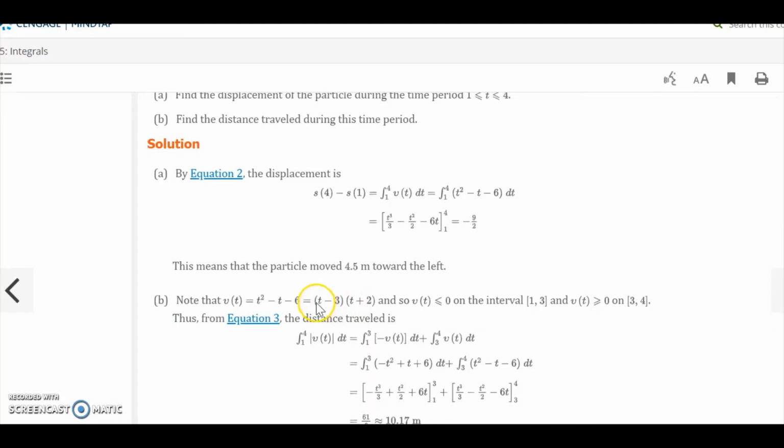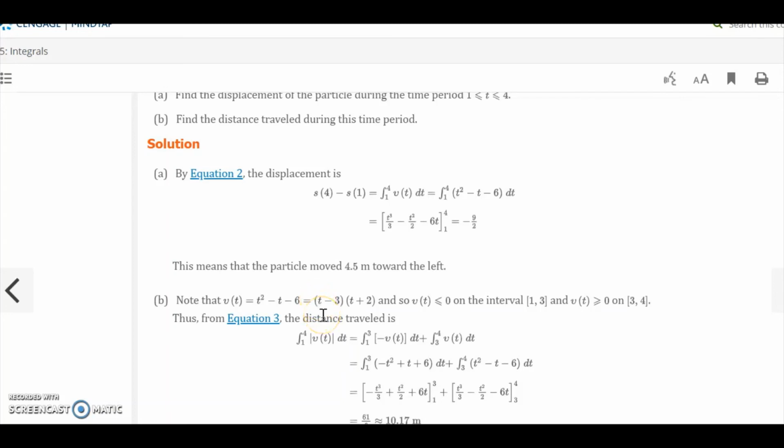So then we're checking values between 1 and 4 to see where it's positive and where it's negative. So if we test values between 1 and 3, because that's our first critical point, is at 3, sorry, not critical point, but value. It's our first 0 is at 3.